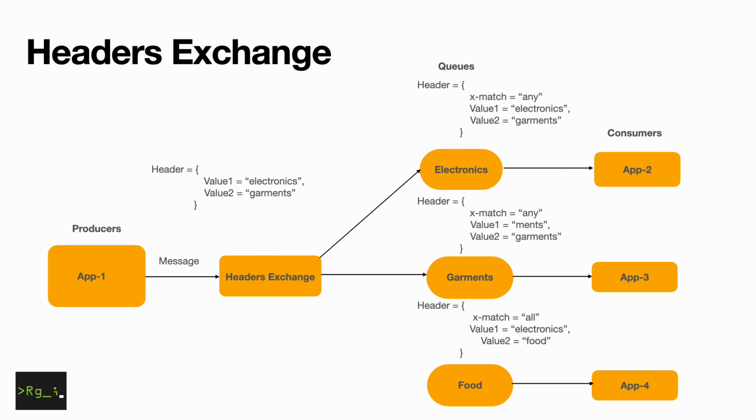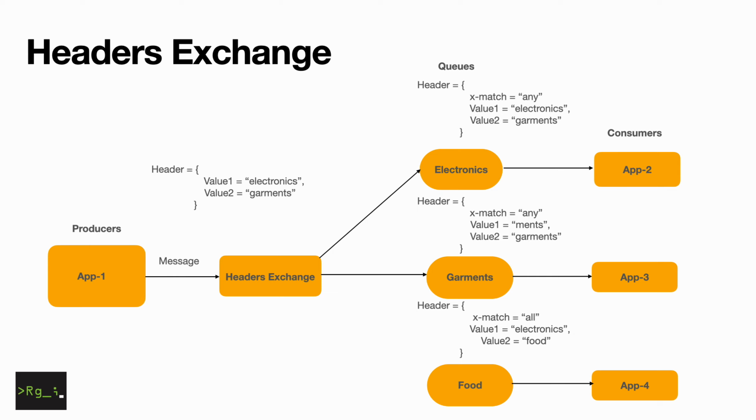So if you see here, when the producer starts publishing the message to the header exchange, the message will not contain any routing key, but it will contain a header message. The header part will contain key value pairs, same like a map in Java. And we have three queues, and like I said, each queue will be associated with the consumers.